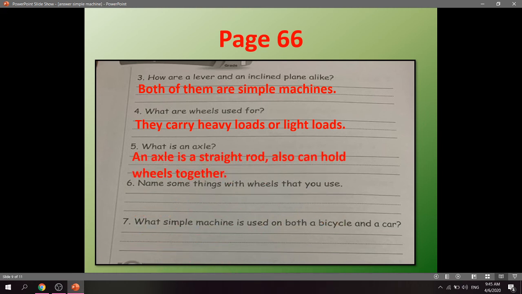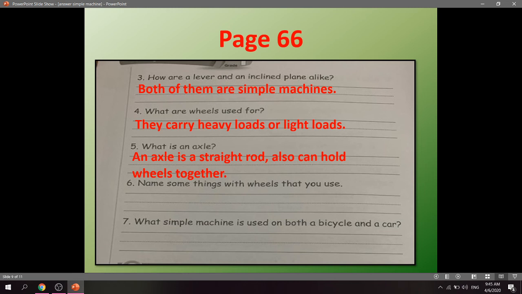You have to write this one. An axle is a straight rod. It can also hold wheels together. So you have to give me the definition first, that the axle is a straight rod. But what does the axle do? It can hold wheels together.